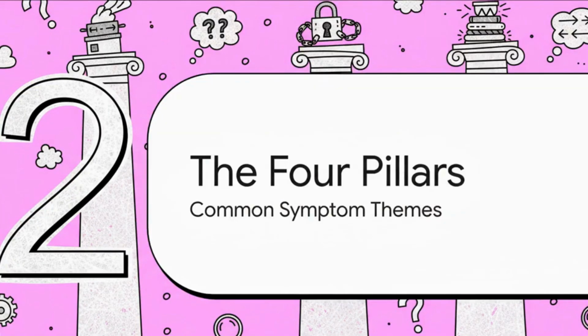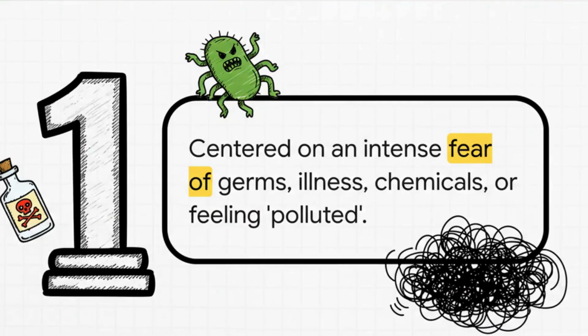So now, let's look at how that engine actually shows up in real life. While the symptoms can feel totally random, they usually fall into one of 4 main categories. We're going to call these the 4 pillars, because using this framework just makes a really complex condition so much easier to grasp. Our first pillar is probably the one you're most familiar with. It's the one we see in movies all the time.